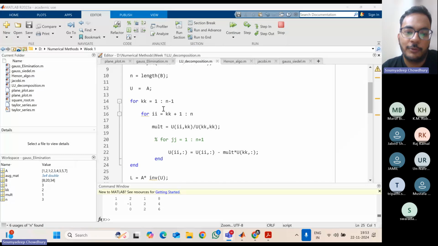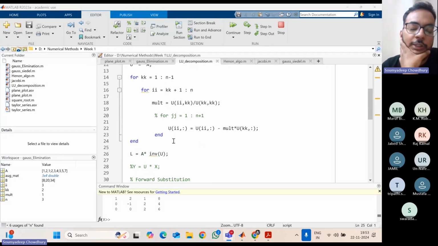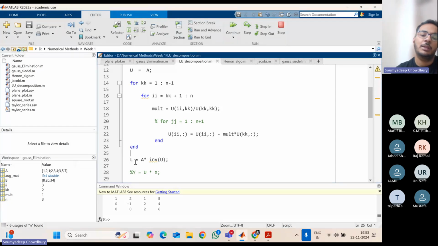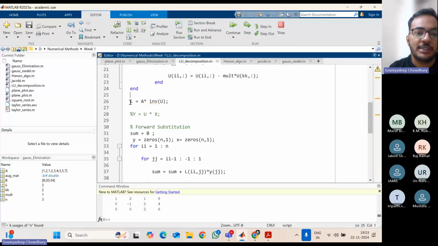I have taken an outer loop from 1 to n minus 1 and an inner loop from kk plus 1 to n, and found the multiplier here. Then we have done the row operation. From this we obtain the upper triangular matrix, U. Once you get U, we can find L from LU equal to A, right? So L will be A into U inverse. In that process I found the lower triangular matrix L.